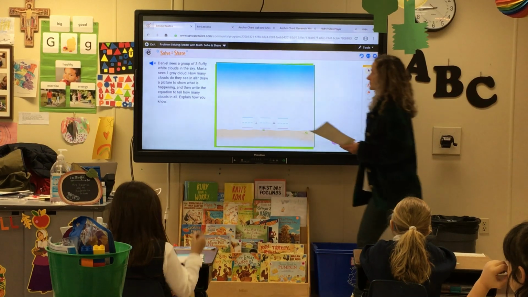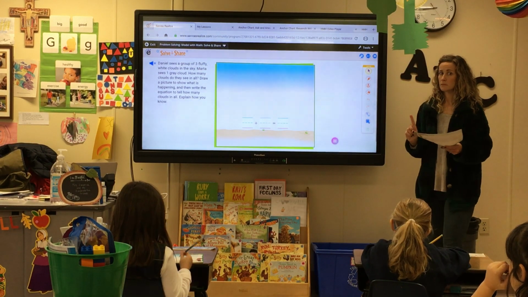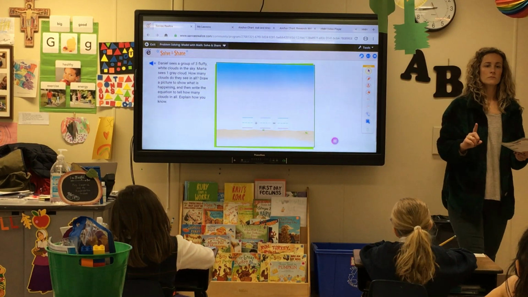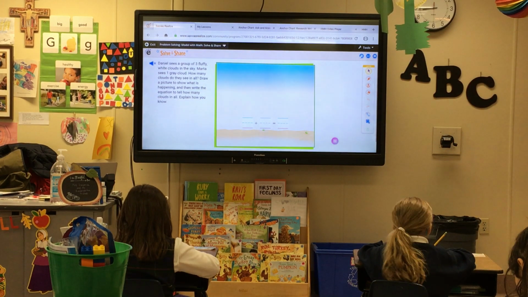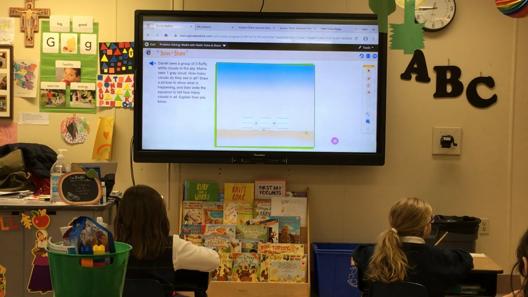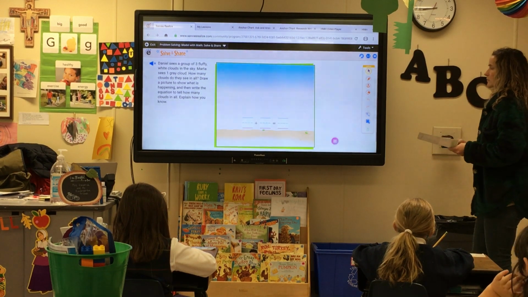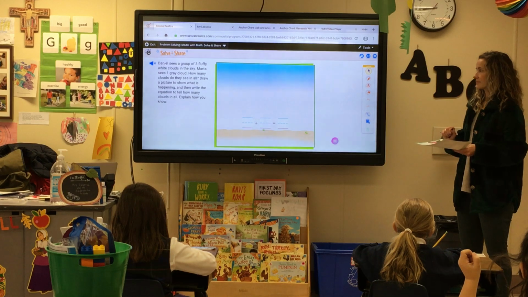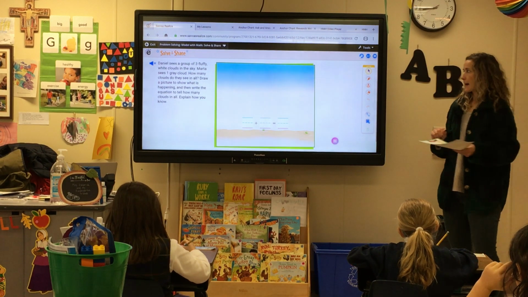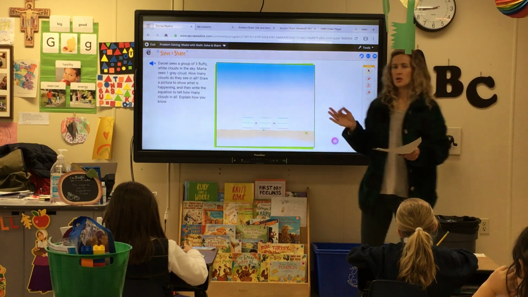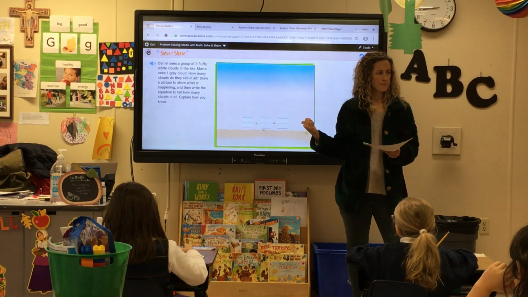Daniel sees a group of 3 fluffy white clouds in the sky. Marta sees 1 gray cloud. How many clouds do they see in all? Draw a picture to show what is happening, and then write the equation to tell how many clouds in all. Explain how you know.